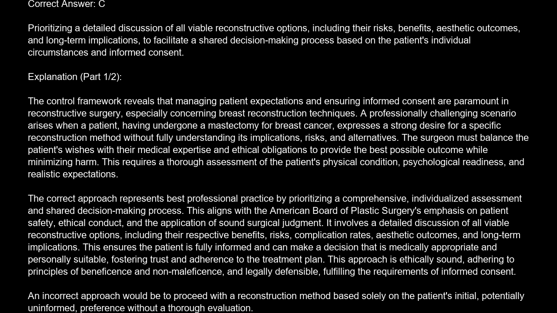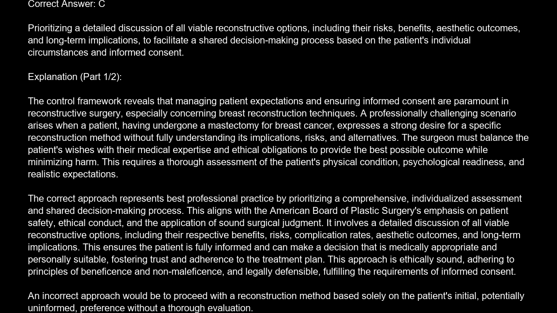A professionally challenging scenario arises when a patient, having undergone a mastectomy for breast cancer, expresses a strong desire for a specific reconstruction method without fully understanding its implications, risks, and alternatives. The surgeon must balance the patient's wishes with their medical expertise and ethical obligations to provide the best possible outcome while minimizing harm.